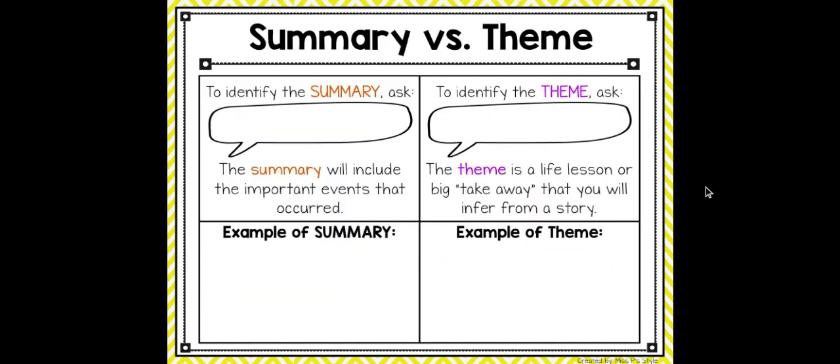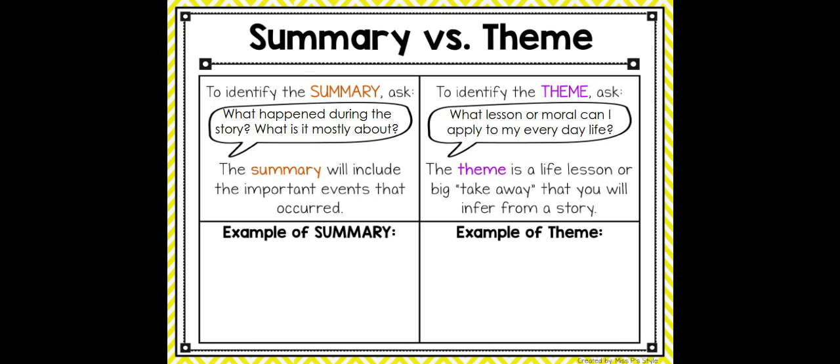Now let's take a look at the difference between a summary and a theme. To identify the summary, ask, what happened during the story? What is it mostly about? The summary will include the important events that occurred. To identify the theme, ask, what lesson or moral can I apply to my everyday life? The theme is a life lesson or a big takeaway that you will infer from a story.